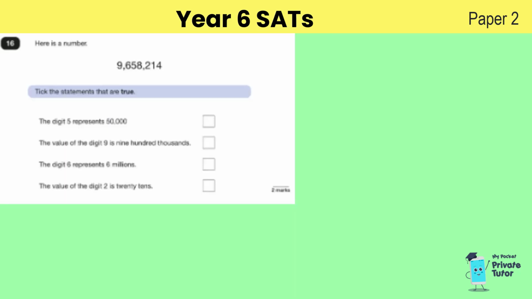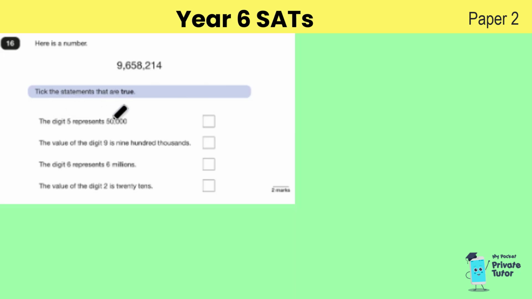Question 16. Here is a number, 9,658,214. Use these separators to help you read a number. This separator is a million, this separator is 1,000. So it's 9,658,214. Tick the statements that are true.